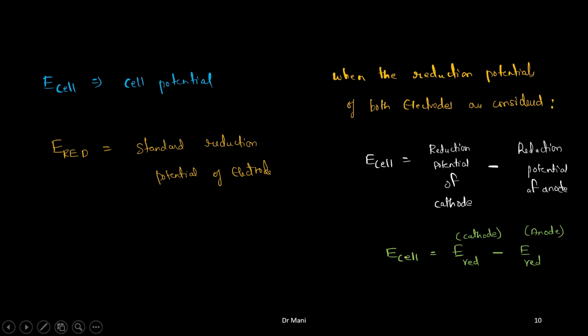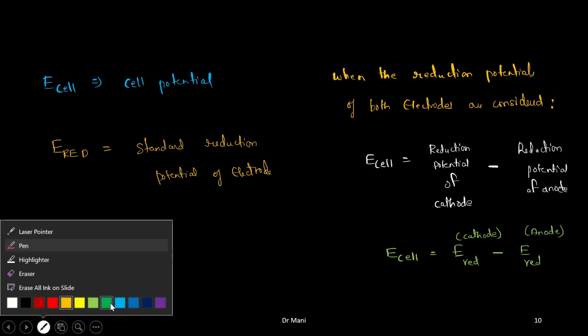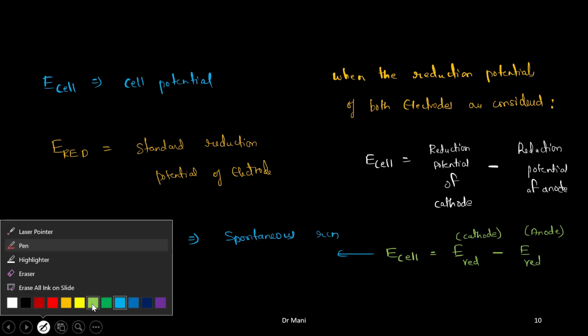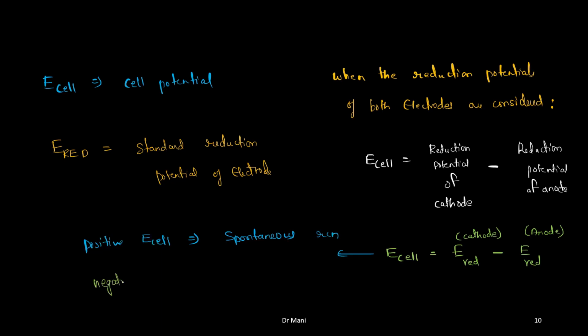And remember, if Gibbs free energy is positive, it will be a non-spontaneous reaction. But if the E cell is positive, that means it will be a spontaneous reaction. So a positive E cell indicates a spontaneous reaction. A negative E cell indicates a non-spontaneous reaction.